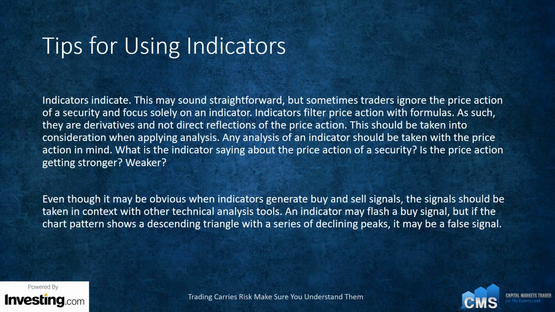Now, indicators will help give us information by generating signals. Some will tell us volatility levels, some will give us overbought and oversold conditions, some will give us signals by what's called convergence, some will give us signals by what's called divergence. Okay. Now, the job of an indicator is to indicate.